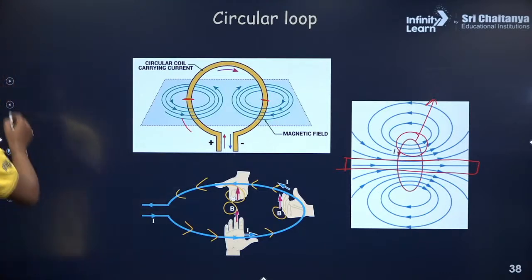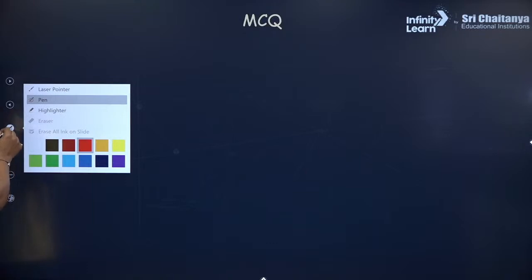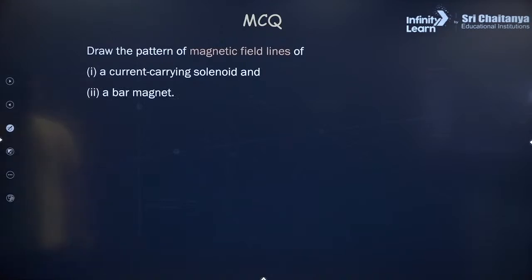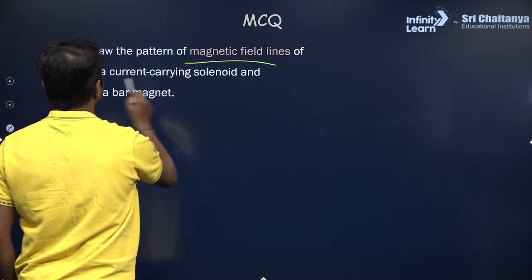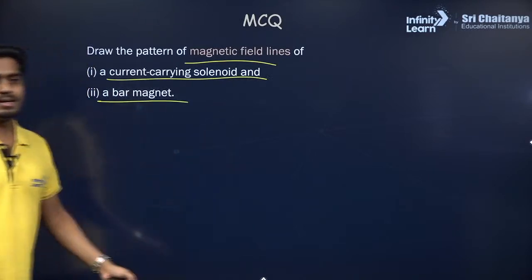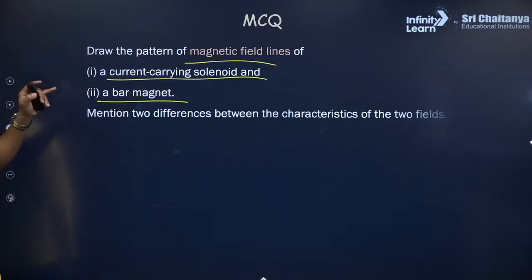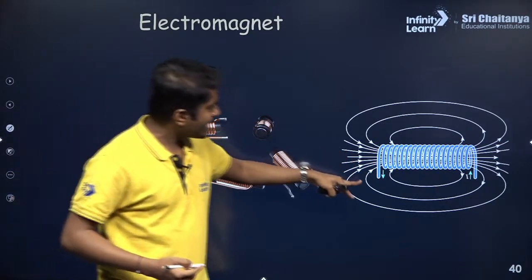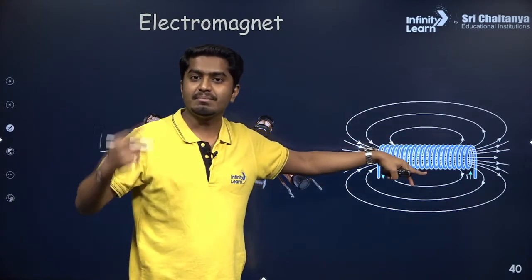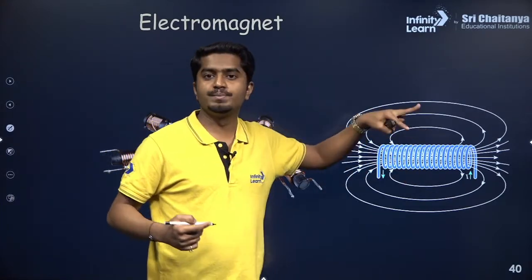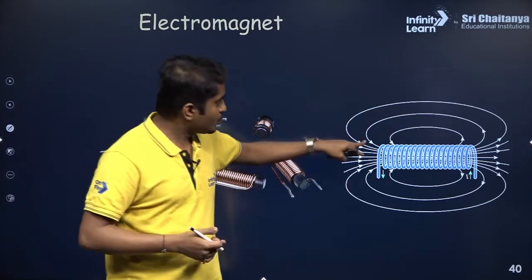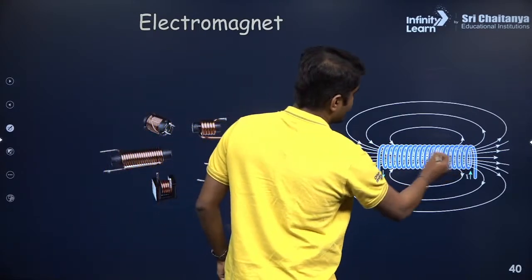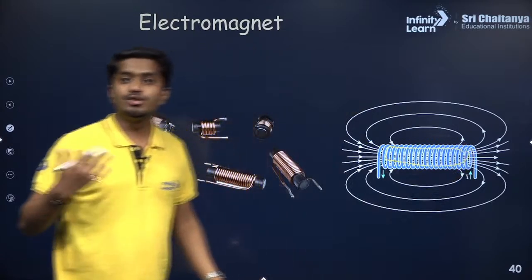Now, if we have multiple such loops, okay, we have a question now. Draw the pattern of magnetic field lines of a current carrying solenoid and a bar magnet. So how do we solve this? When we have multiple such circular loops, and you make sure the current is passing in the same direction through all the different loops, then what will happen? The magnetic field due to one loop and due to another loop will get added up. So inside this region, you will get a magnetic field which is uniform.